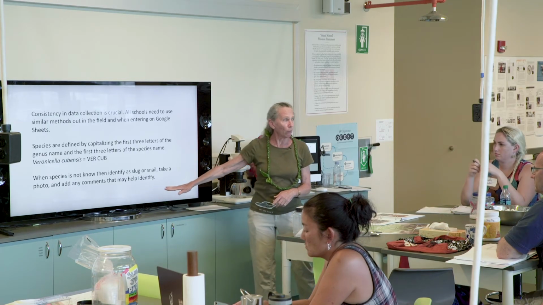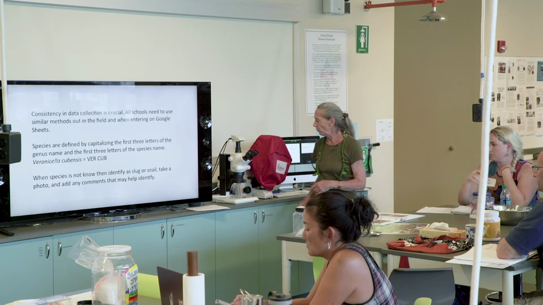Some of them are good enough that they can say, yeah, that's a this. You know, one that actually Rob Cowie had identified when the other guys came from the mainland, they're like, no, it's not that at all, it's this. And so it's tricky identifying these guys, but take photos and write comments of anything that you don't know what they are.